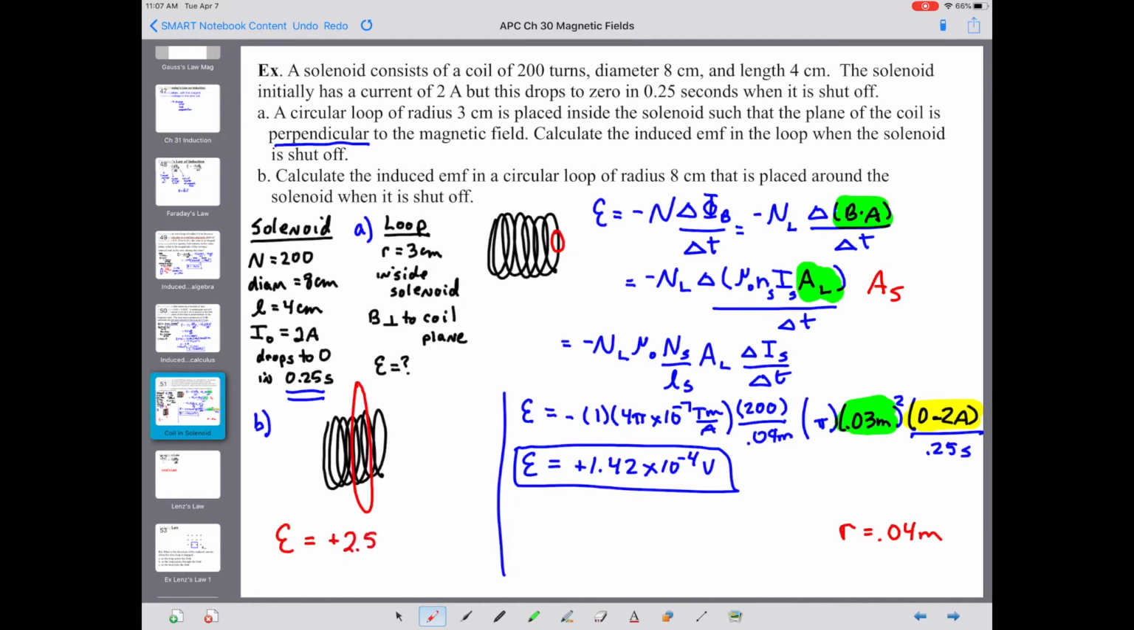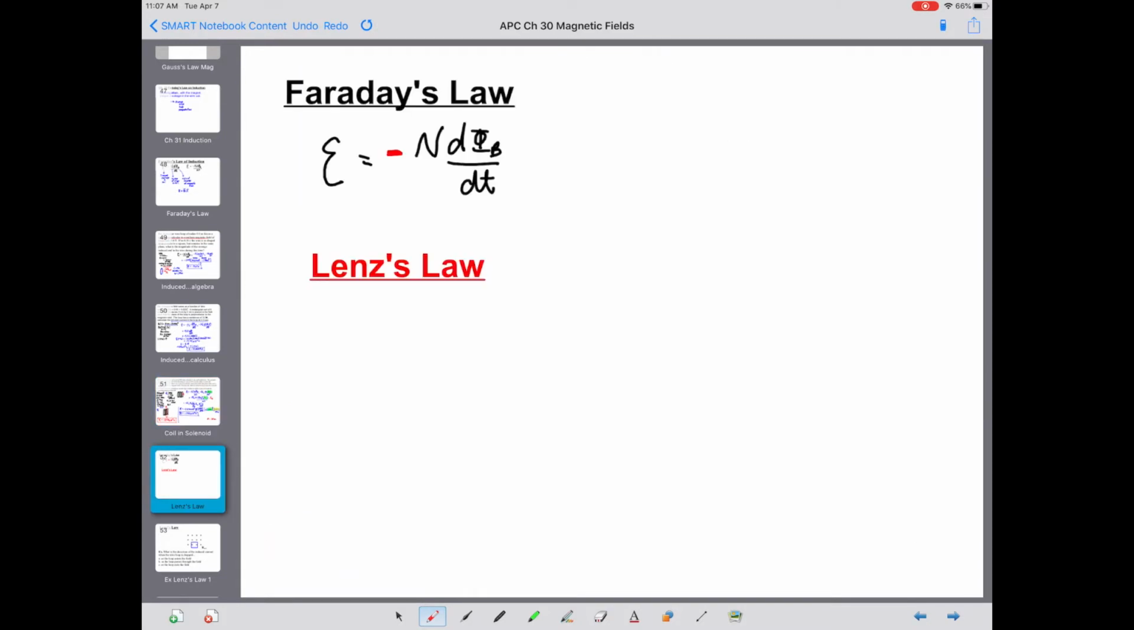So in part B, if you crunch through those numbers, we're going to get an induced EMF of a positive 2.53 times 10 to the negative 4th volts. Now let's talk about that negative in Faraday's law, negative N d phi dt. That negative is referred to as Lenz's law, the only sign I believe that has its own special law.